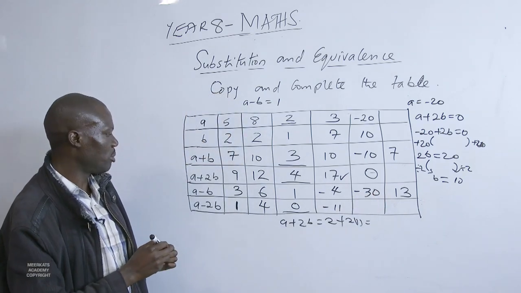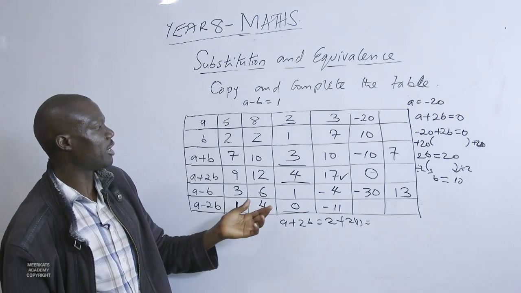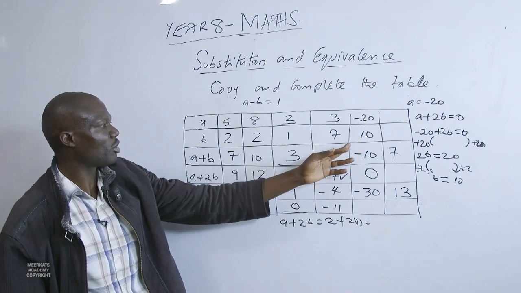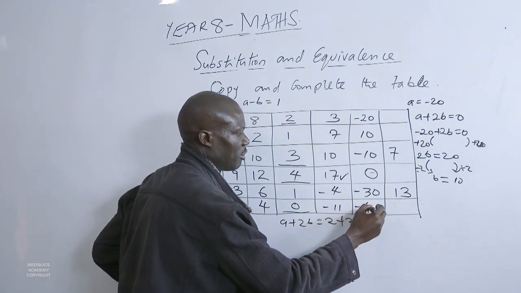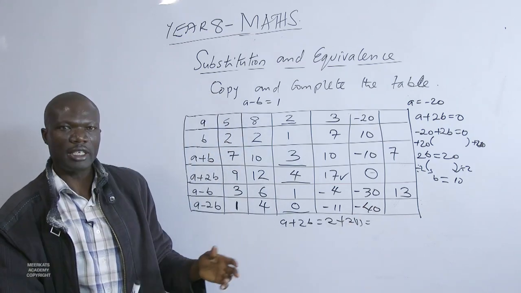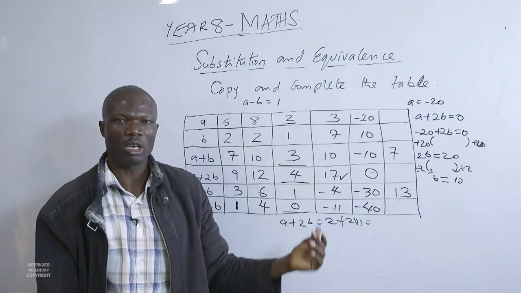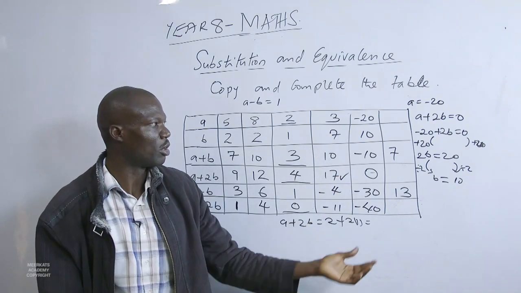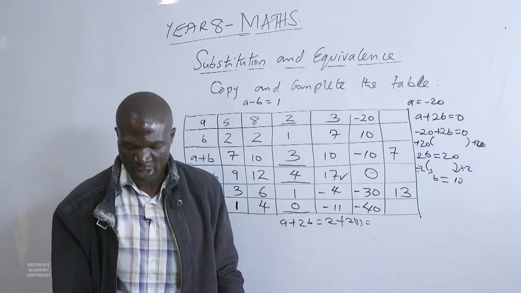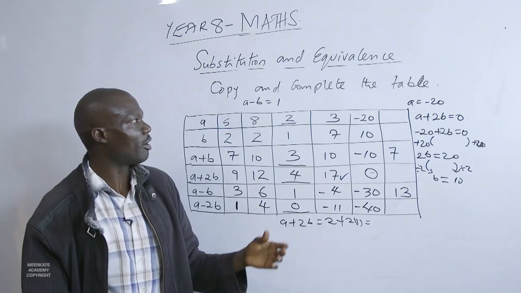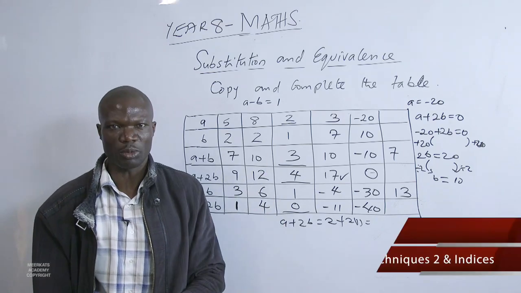And finally, minus 2B, and 2B is 10. So we are talking of minus 20 minus 20. We shall have minus 40. So that is how we work out taking the values and substituting them accordingly, and you can fill as many tables as possible. You can handle this part and see how you go about it. That is it for today, and I hope you'll be able to use substitution to evaluate expressions. Thank you.